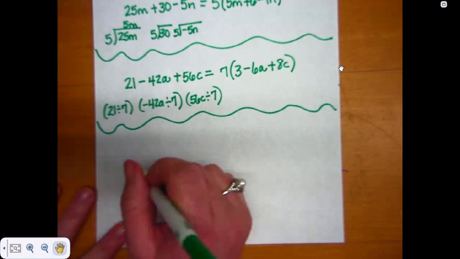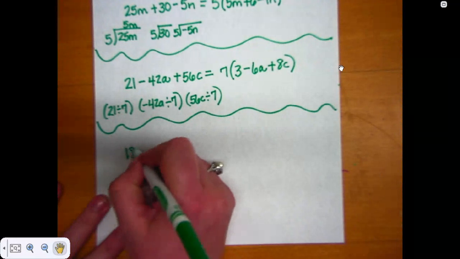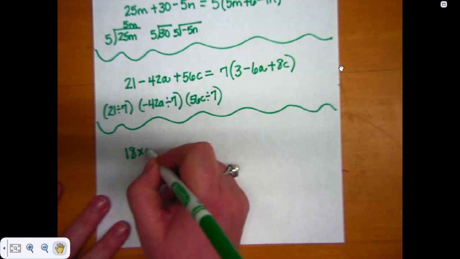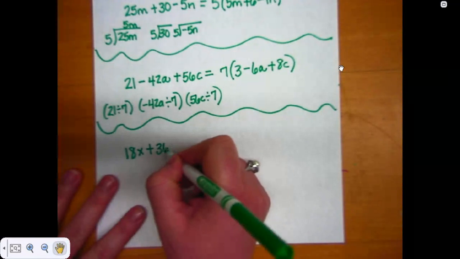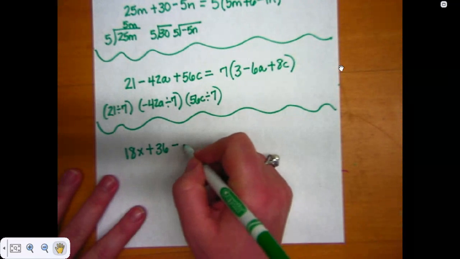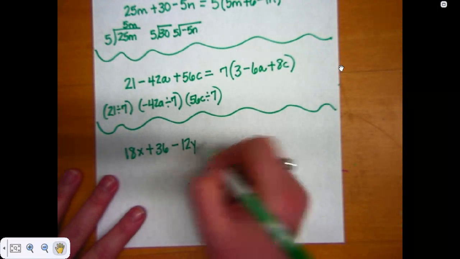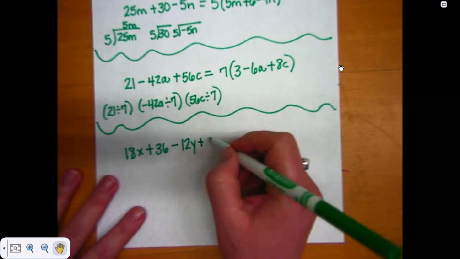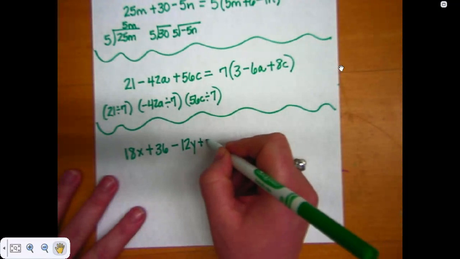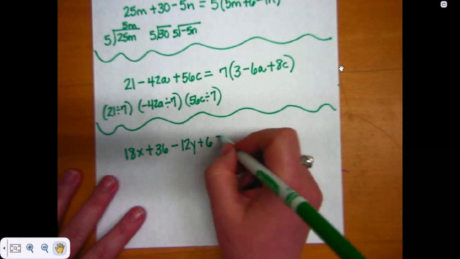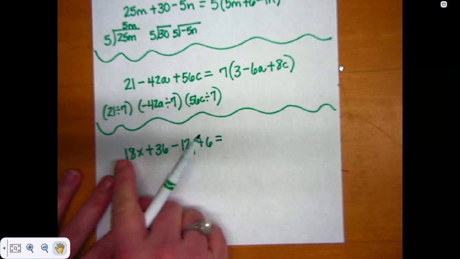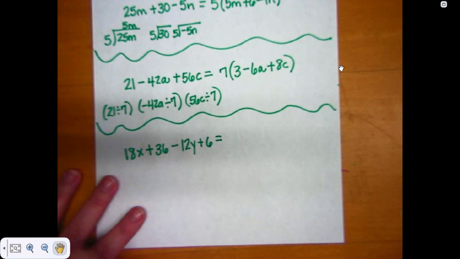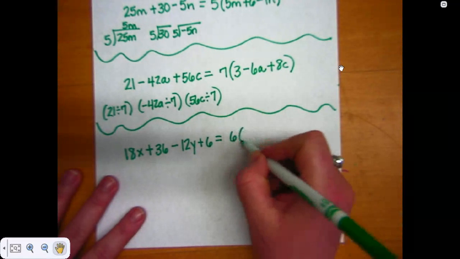This time, let's do 18x plus 36 minus 12y plus 6. And I want to make an equivalent expression. So what numbers do I have in common between 6 and 12 and 36 and 18? I know that those are all divisible by 6. So 6 is going to be the factor that I factor out. So I'm going to put a 6 on the outside of my parentheses.